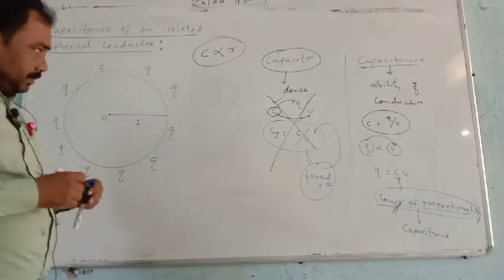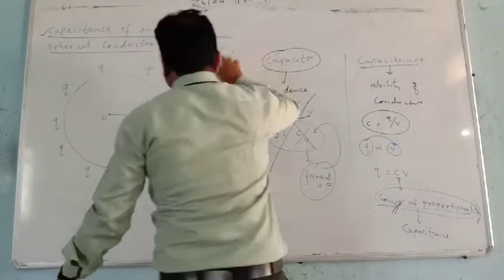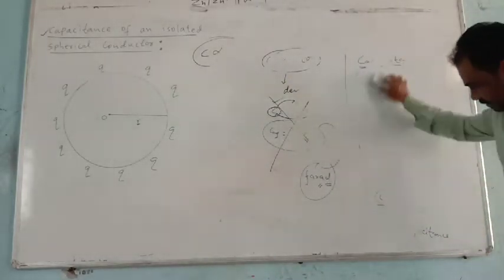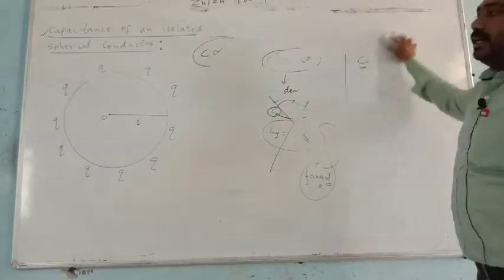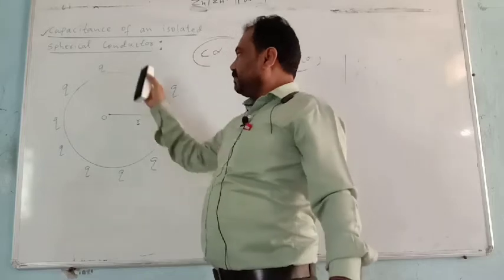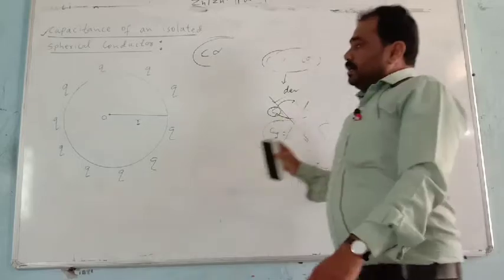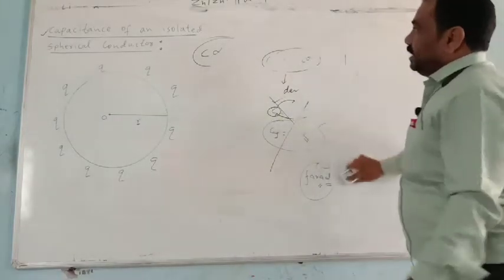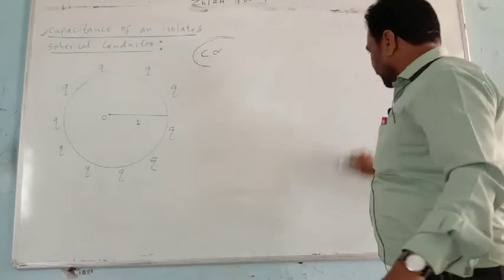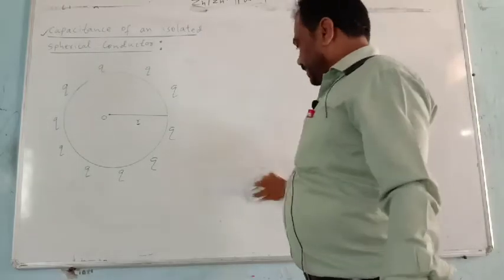Okay, so see, for that purpose here we are considering an isolated spherical conductor, and there are a number of charges on the surface of that spherical conductor. See, q are the charges on the surface of the spherical conductor, and r is the radius of the spherical conductor. Okay, so let us prove here that the capacitance depends on the radius of the spherical conductor. It does not depend on the charge and potential difference.